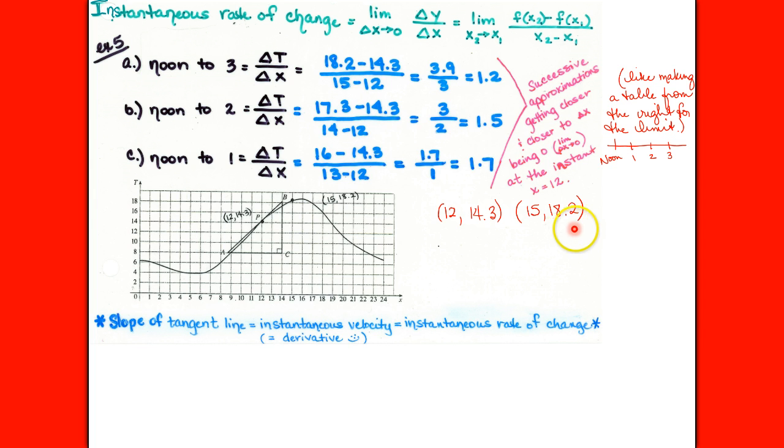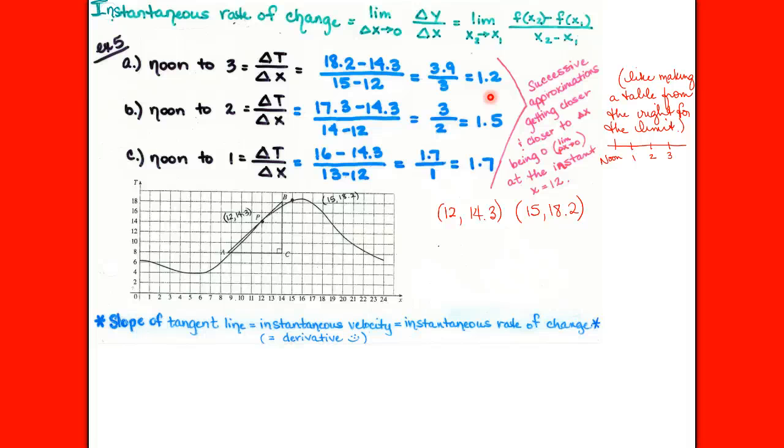I can go through and say y2 minus y1. That gave me 18.2 minus 14.3 over x2 minus x1, 15 minus 12. So that gives me 3.9 over 3, or 1.3. So we're saying during that 3-hour window, the rate of change of the temperature was going up like 1.3 degrees per hour kind of thing. That's the rate of change of the temperature with respect to the time at that time of day.